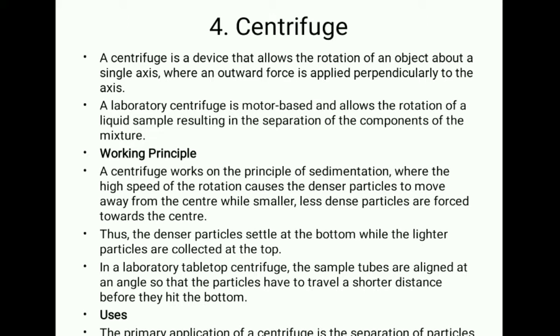Talking about the working principle, a centrifuge works on the principle of sedimentation, where the high speed of rotation causes the denser particles to move away from the center while the smaller, less dense particles are forced towards the center. Thus the denser particles settle at the bottom, whereas the lighter particles are collected at the top. In a laboratory tabletop centrifuge, the sample tubes are aligned at an angle so that the particles have to travel a shorter distance before they hit the bottom.